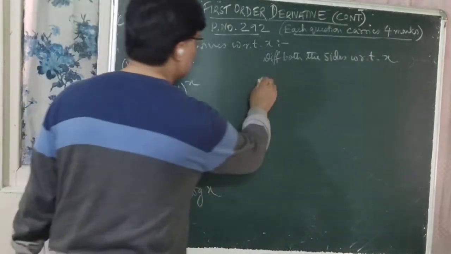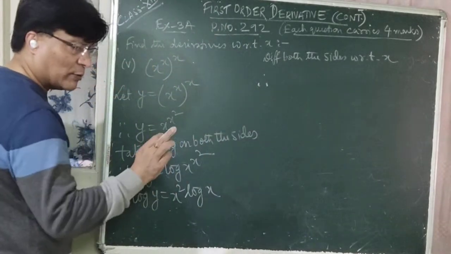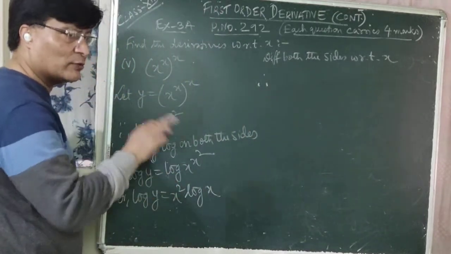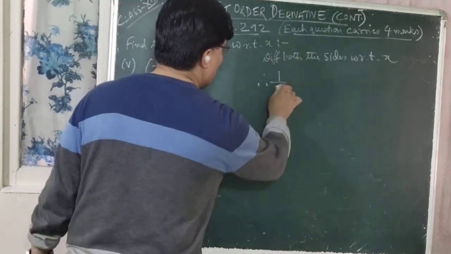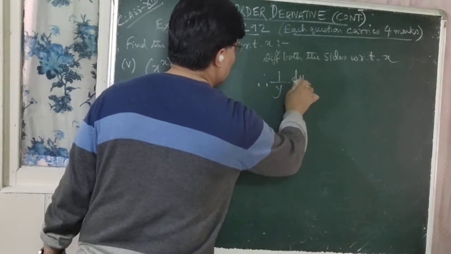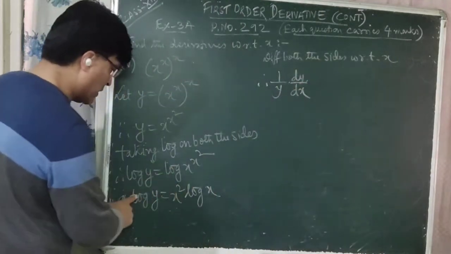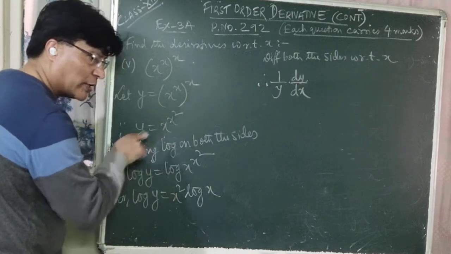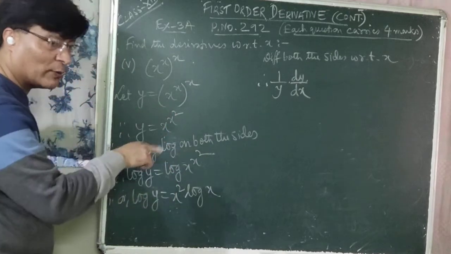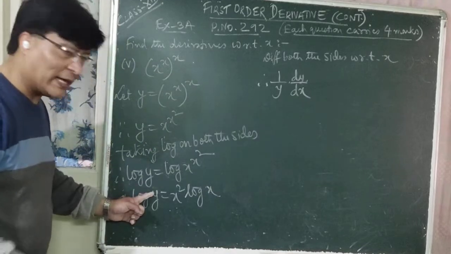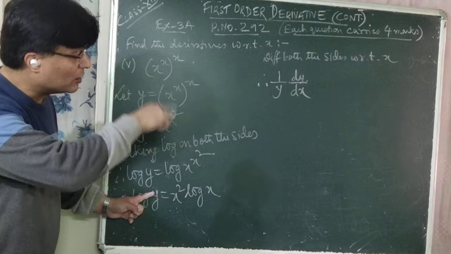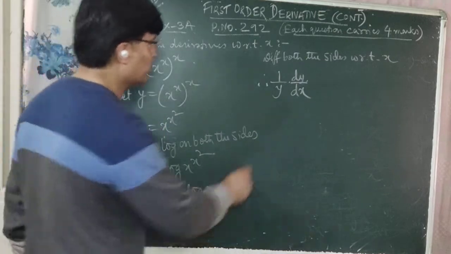So what do we get? What is the differentiation of log y with respect to x? It is 1 by y into dy by dx. Log x differentiation is 1 upon x, but here x is y, so 1 upon y into dy by dx, since we treat y as a function of x and differentiate again with respect to x. That is dy by dx is equal to.